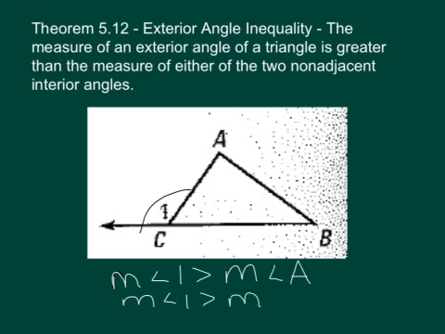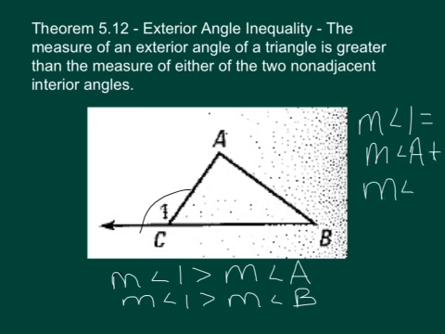of angle B. Now if you remember back from a previous chapter, the measure of angle 1 is equal to the measure of angle A plus B. So that means that definitely angle 1 has to be greater than either one of those angles by themselves, since the measure of angle 1 is equal to the measure of angle A plus B.